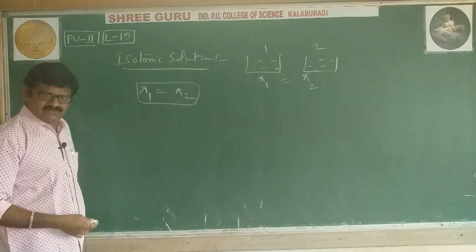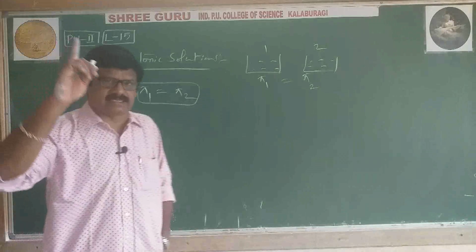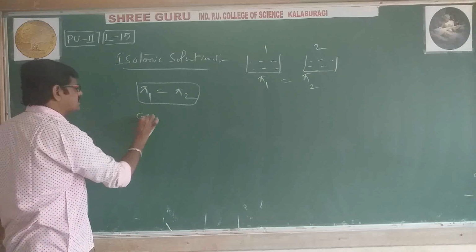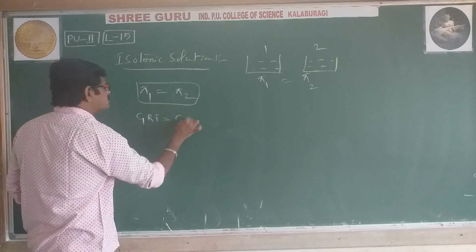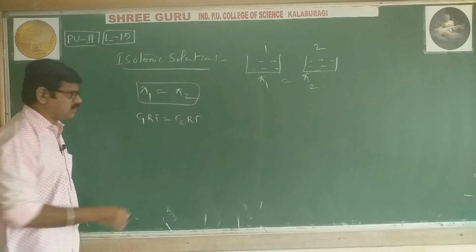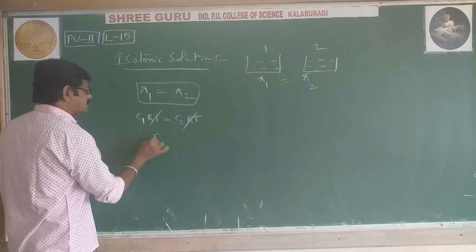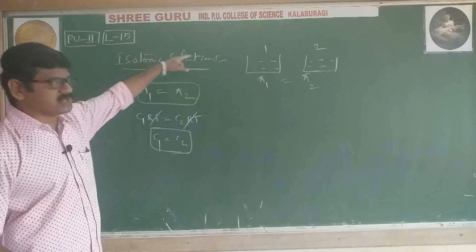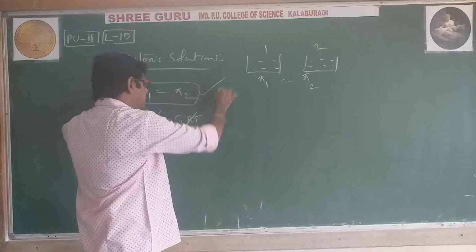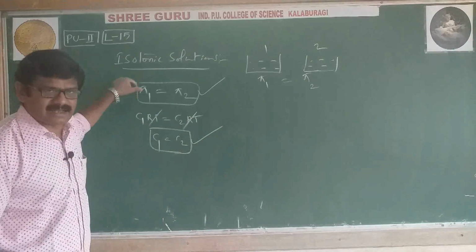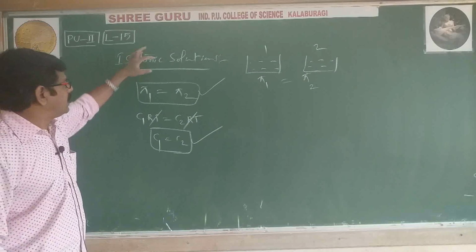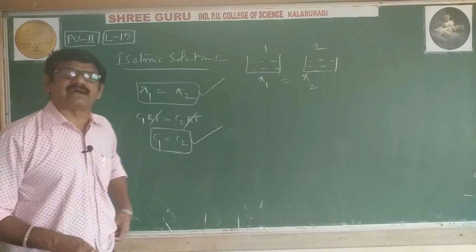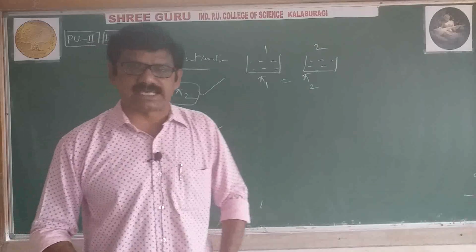We will take its formula, because pi equal to CRT, as I explained in the last video. I will write like this: pi 1 equals C1 RT for the first solution concentration, and pi 2 equals C2 RT at the same temperature of course, and both RT cancel, therefore C1 equal to C2. Remember, for isotonic solutions, osmotic pressure is the same, and simultaneously their concentration is also the same.